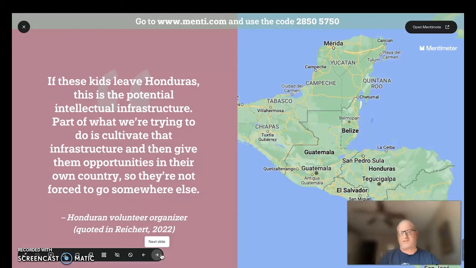The quotation on the screen is one of the organizers of the Honduras effort and expresses why this type of English language learning was chosen. And again, this is sort of the broader problem within which our smaller problems are situated.